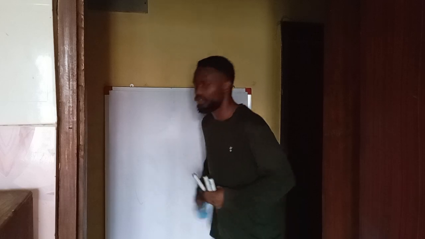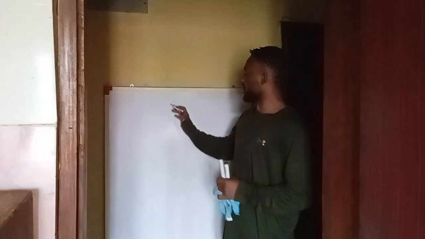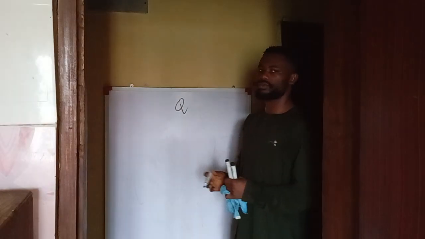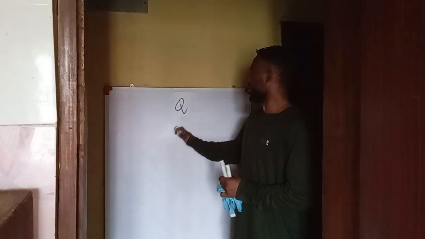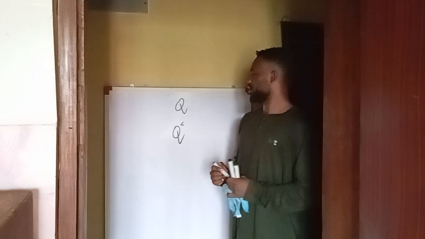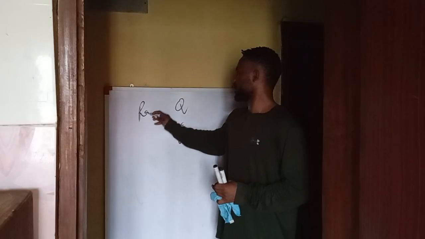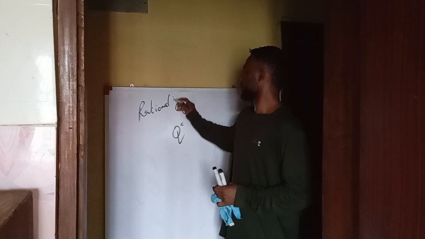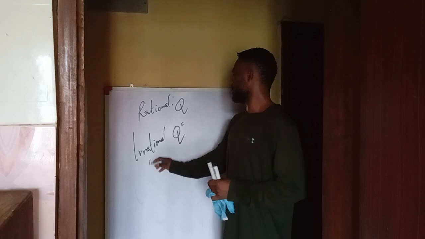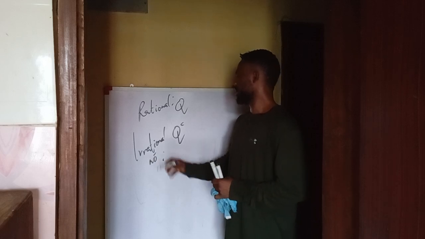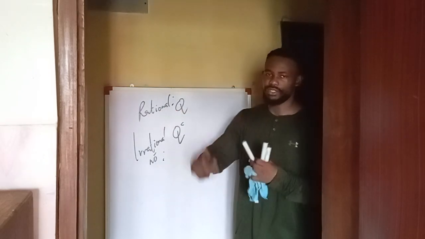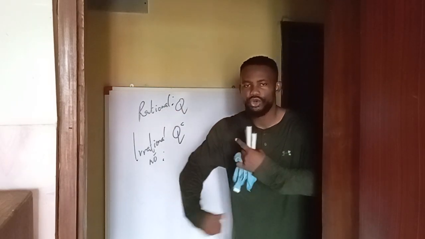Alright, so we go to the fourth type of number system, which we call the irrational number system. Remember, we normally represent rational numbers with Q like this, while irrational numbers we normally represent with Q complement. So this is for the rational number system, while this one is for the irrational number system.